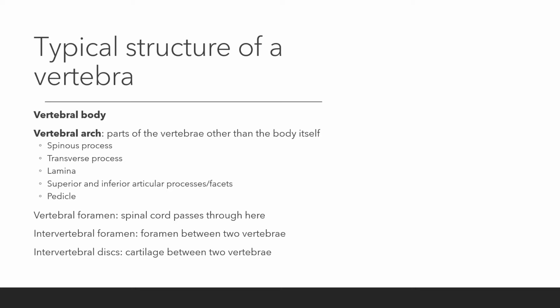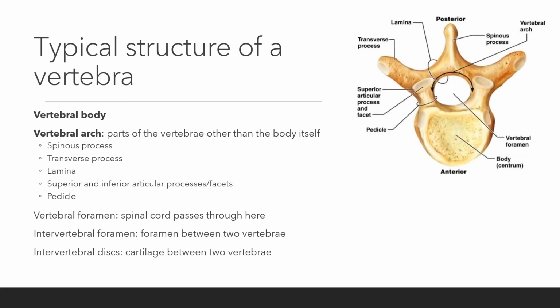Now let's discuss the typical structure of the vertebrae. We're discussing the typical structure because depending on the section of the spine, there may be some variations, which we will go into later. So each vertebra has a vertebral body and a vertebral arch. This is the vertebral body. Everything behind here is the vertebral arch.